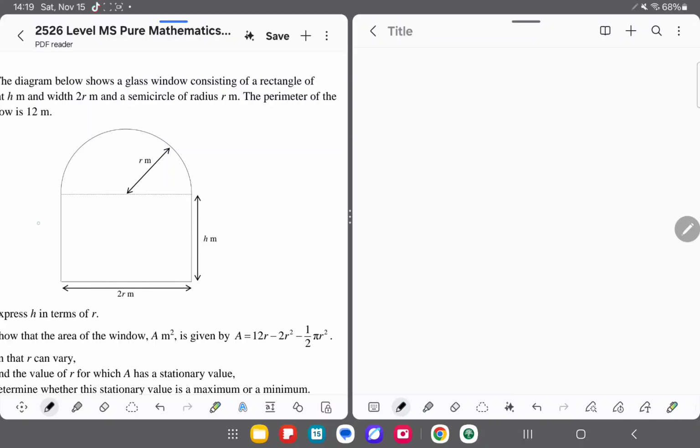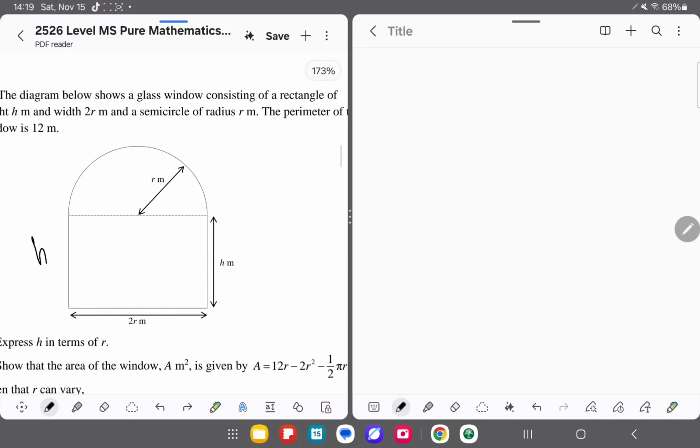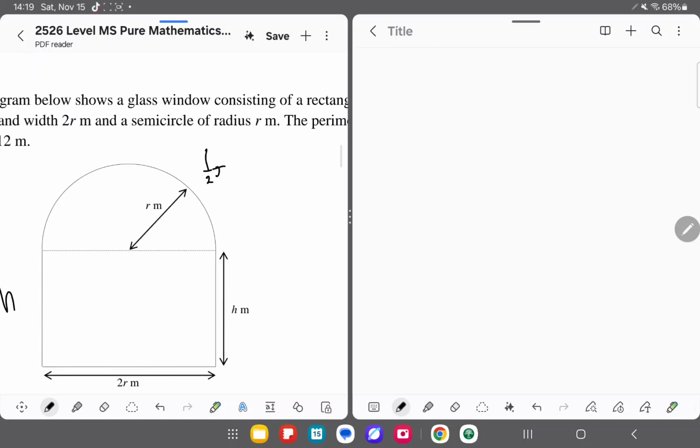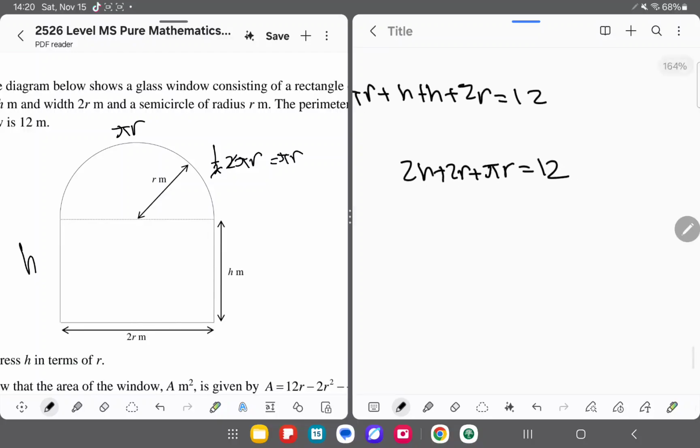So we first have to label them all, of course. There's h, there's 2r, and then there's the perimeter of the semicircle, which is just half pi r squared. No, sorry, just half 2 pi r. The 2's cancel, you just get pi r as the perimeter of the semicircle. So now we get pi r plus h plus 2r is equal to 12, because that's the total perimeter. You get then 2h plus 2r plus pi r is equal to 12.